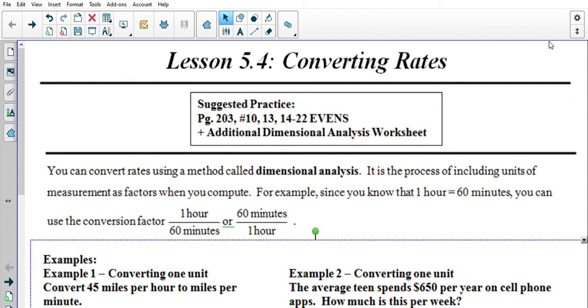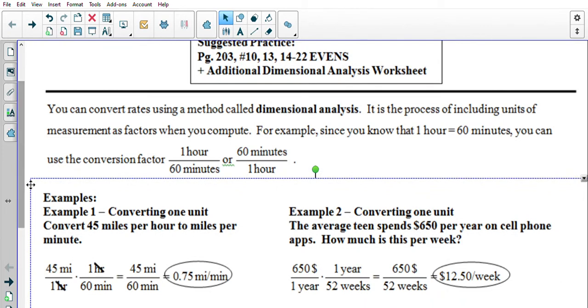Today's video comes from the lesson 5.4 guided notes on converting rates. We also call this dimensional analysis. You can convert rates using a method called dimensional analysis. It is the process of including units of measurement as factors when you compute.